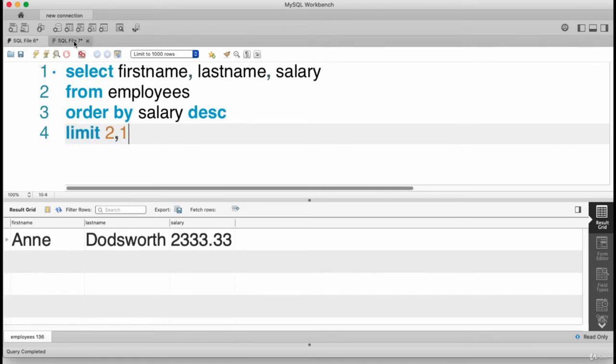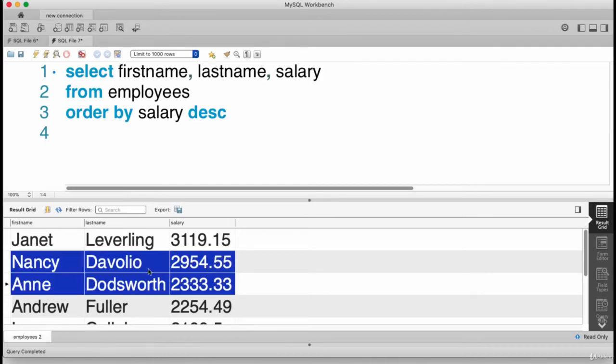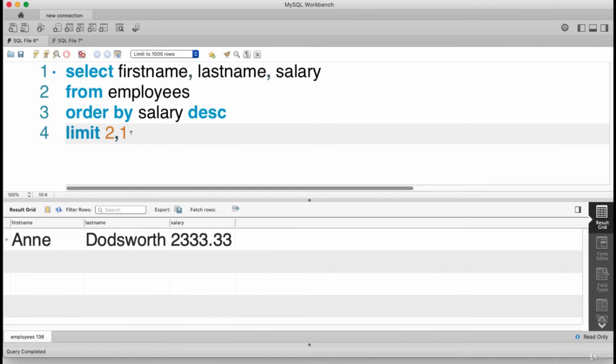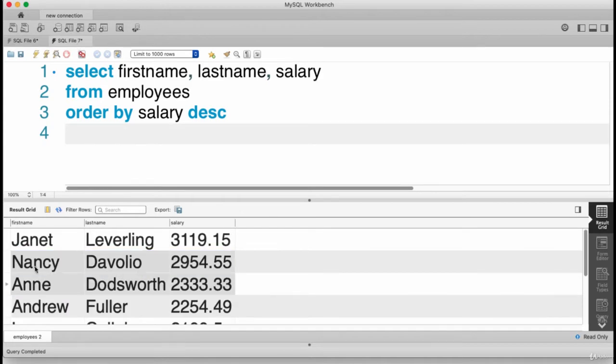Also, assume this time I want this and this, these two. That is to say, neglect the first one, pick the next two. So neglect or omit can be achieved from here. Neglect the first one, pick the next two. You see? This next two, Nancy and Anne.